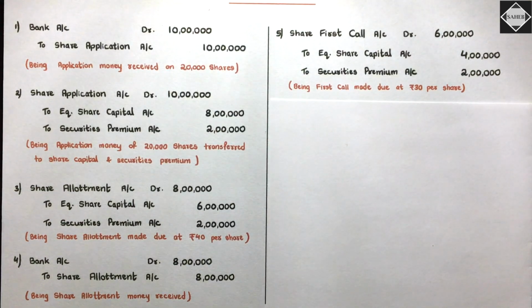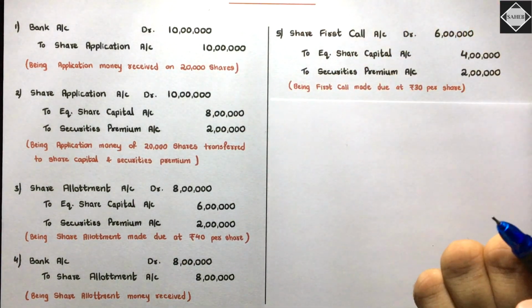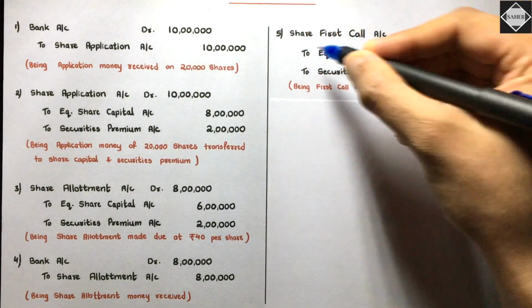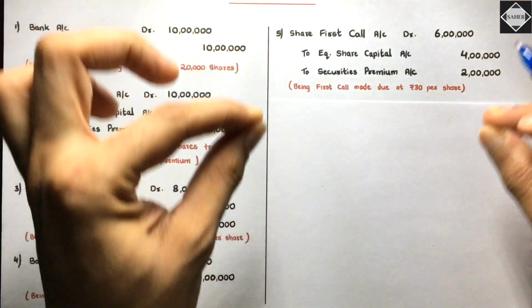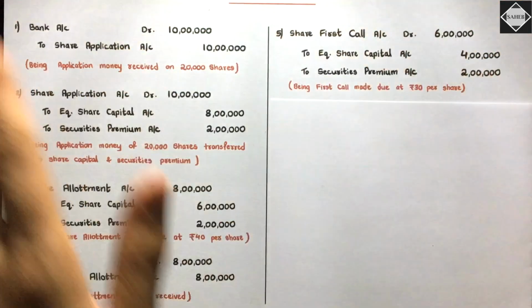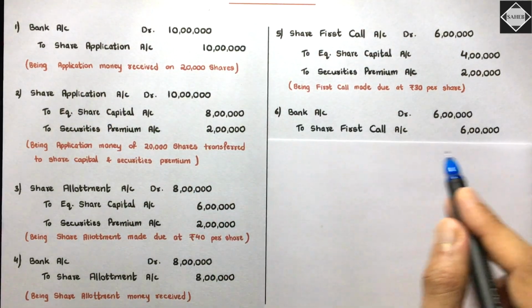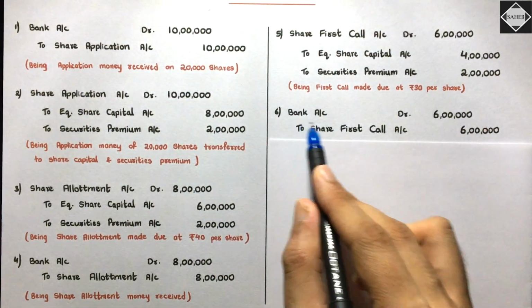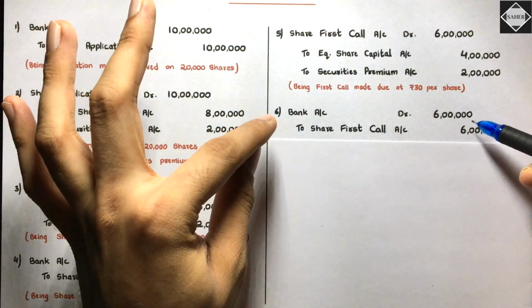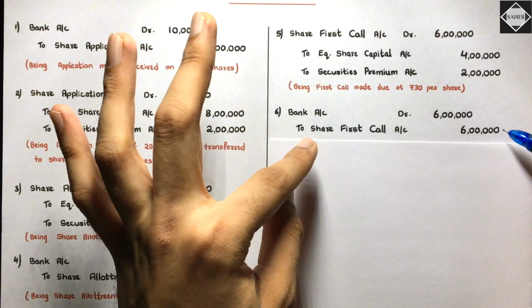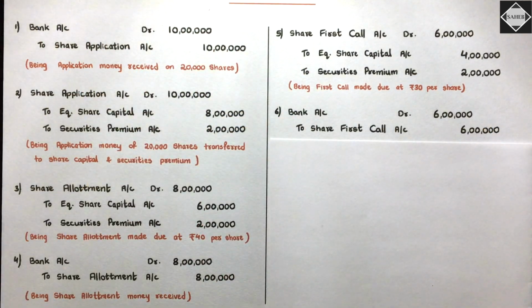Then after this, what will happen? We are going to receive all the money, right? First call account is also a temporary dummy account. Do the opposite. It is debited now, so credit it and cancel it off. To share first call account 6 lakh. You have received all the money, debit the bank account. Is that clear? Or you can think you have received all the money because of share first call. 6 lakh, 6 lakh. Share first call account finished.